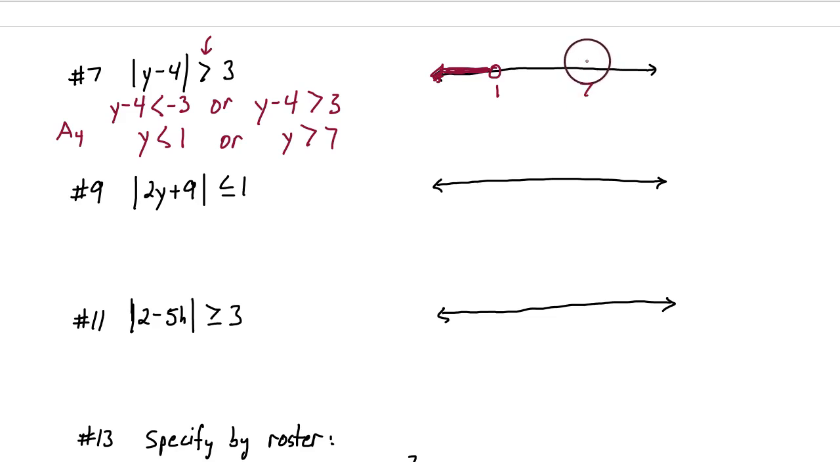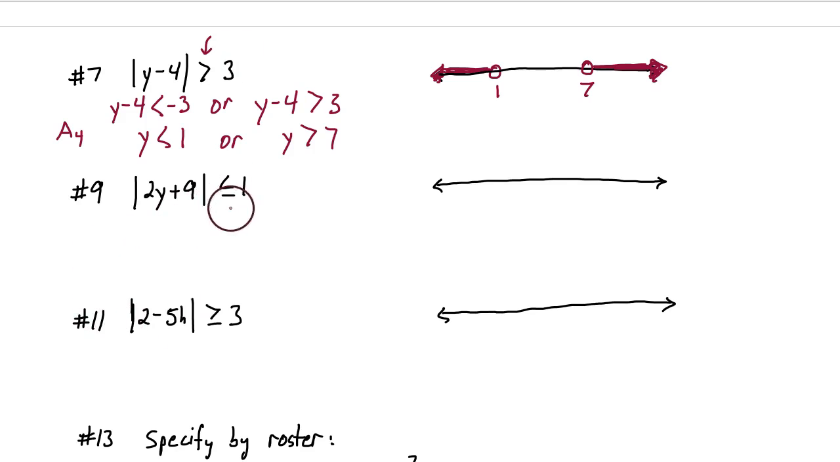Here's 7. It gets an open dot and shade greater than 7. That is to the right. Every number that's been shaded is a solution for y in this original expression.